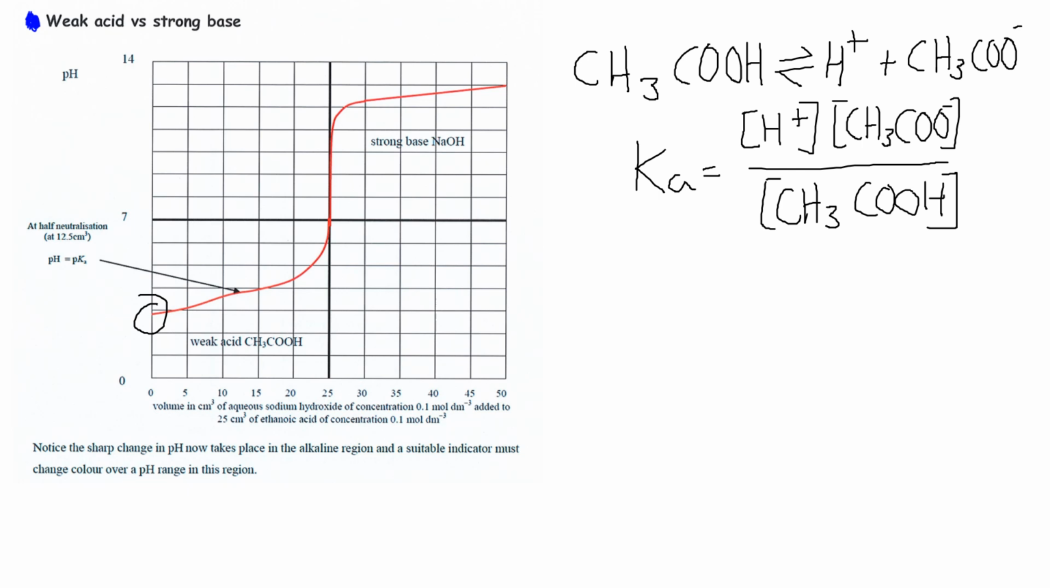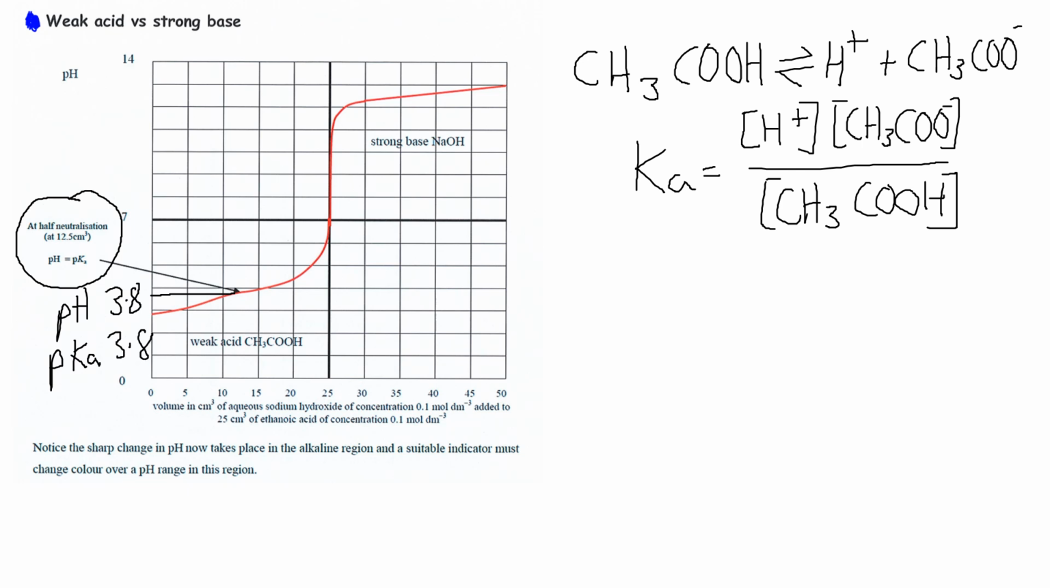And then, secondly, we need to notice this little kink here, and there's a sign here that says at half the neutralization, pH equals pKa. And that might just seem a bit random. The neutralization is 25 centimeters cubed. So half the neutralization is 12.5 centimeters cubed. And at that point, you can read off the pH, which would be something like 3.8. And we'd say the pH is 3.8, and therefore pKa is 3.8.